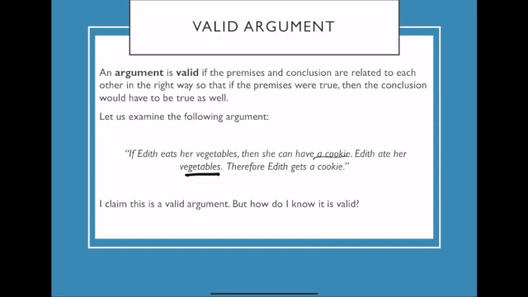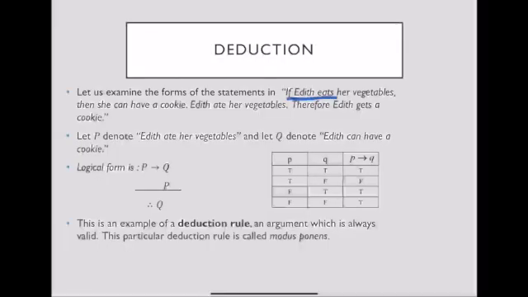So let's let P denote Edith ate her vegetables and Q denote Edith can have a cookie. If Edith eats her vegetables, then she can have a cookie. That's an implication. That's P implies Q. Edith ate her vegetables, so that's P. Therefore, Q. This is an example of a deduction rule, an argument which is always valid. This particular deduction rule is called modus ponens.